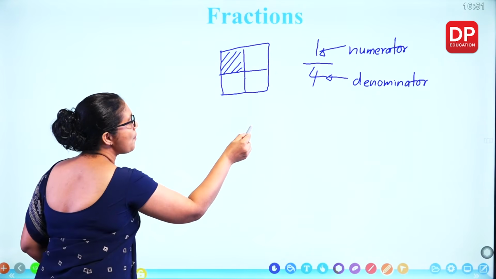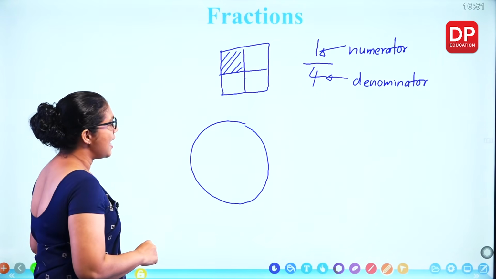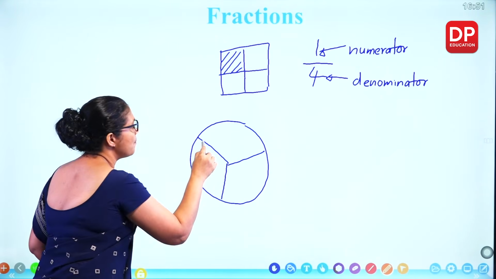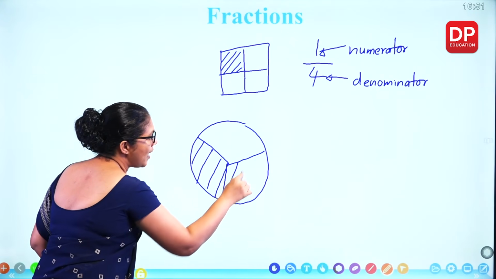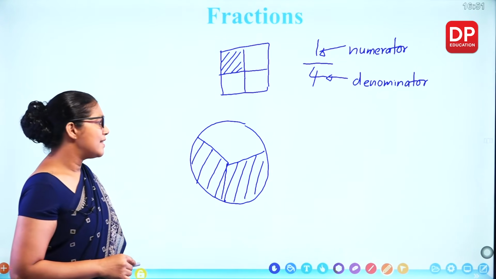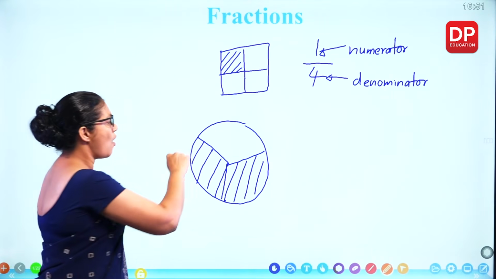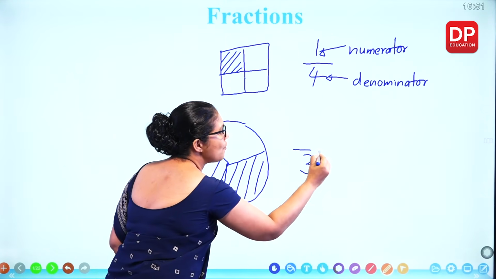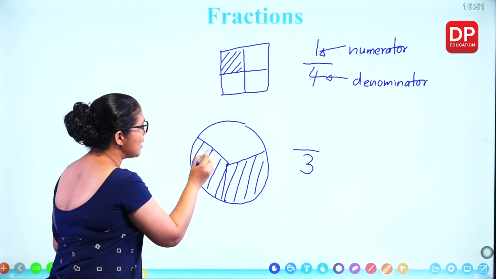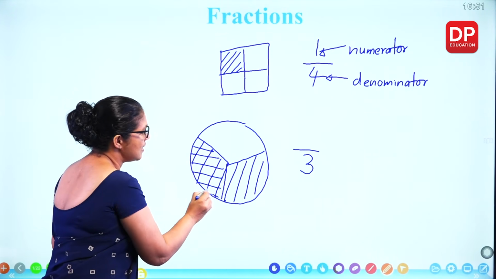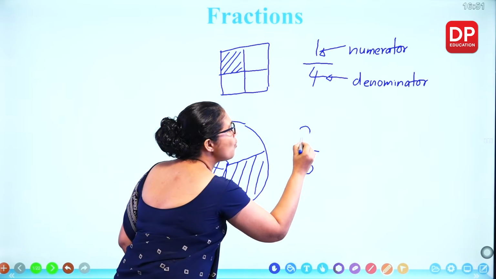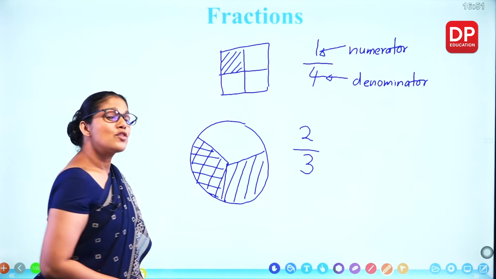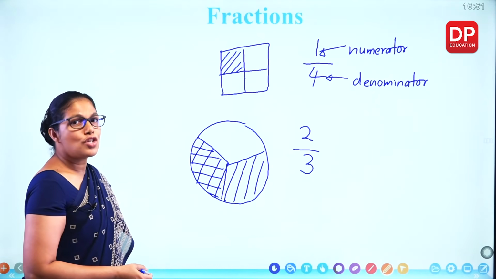We'll take another one. We'll take a circle and I want to divide this into 3 equal parts, and I'm shading 2 parts. How can I write this shaded region? Altogether, there are 3 equal parts. Out of that, I shaded 2 parts. This is one part, this is the other part. So 2/3. We can say in this one, 2/3 of a circle is shaded.